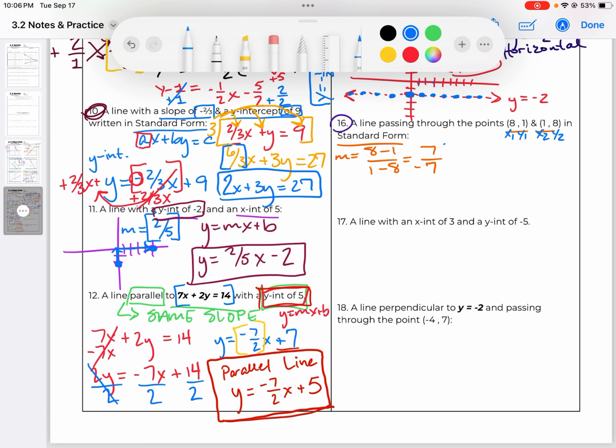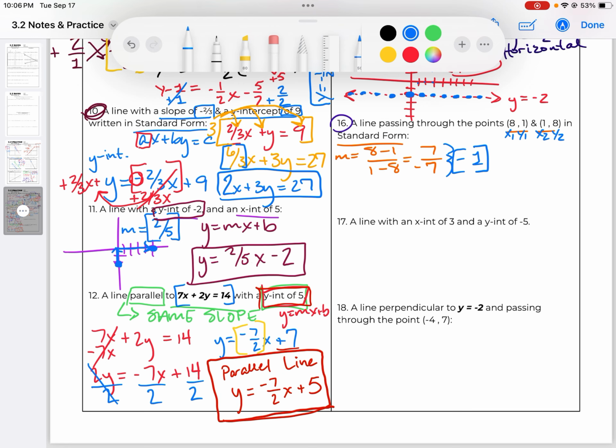And if I reduce this fraction, 7 over 7 is 1, and it's negative. So my slope is -1. It passes through the points 8, 1, and 1, 8. I still don't know my y-intercept, okay?